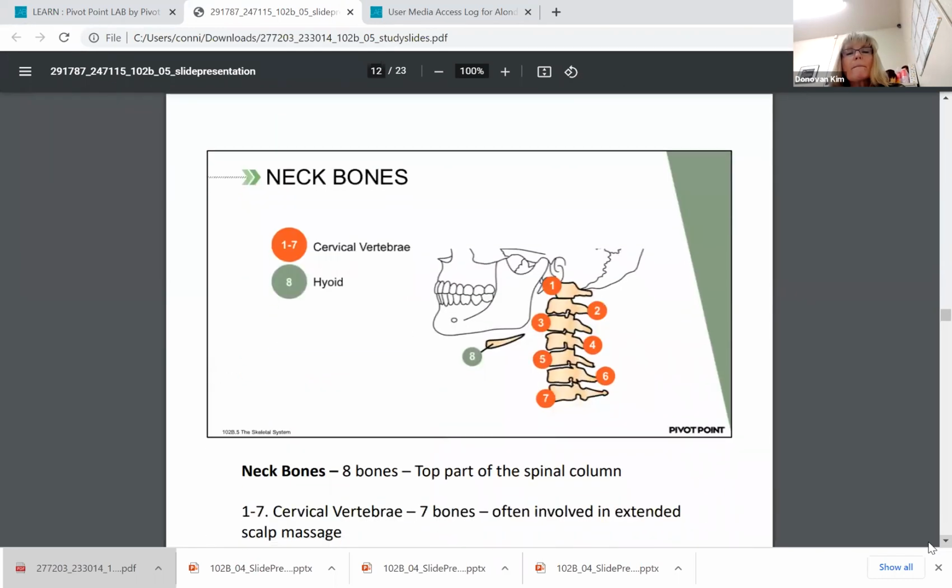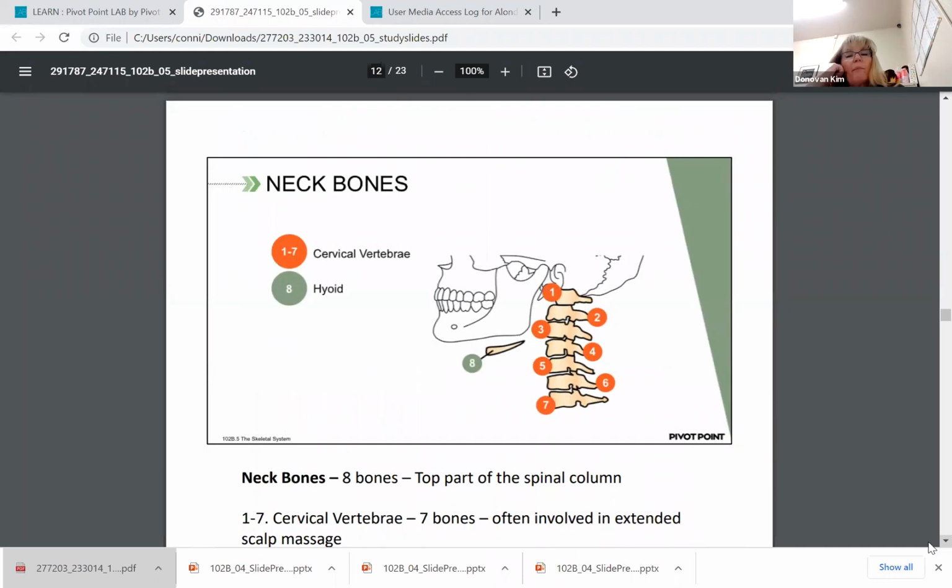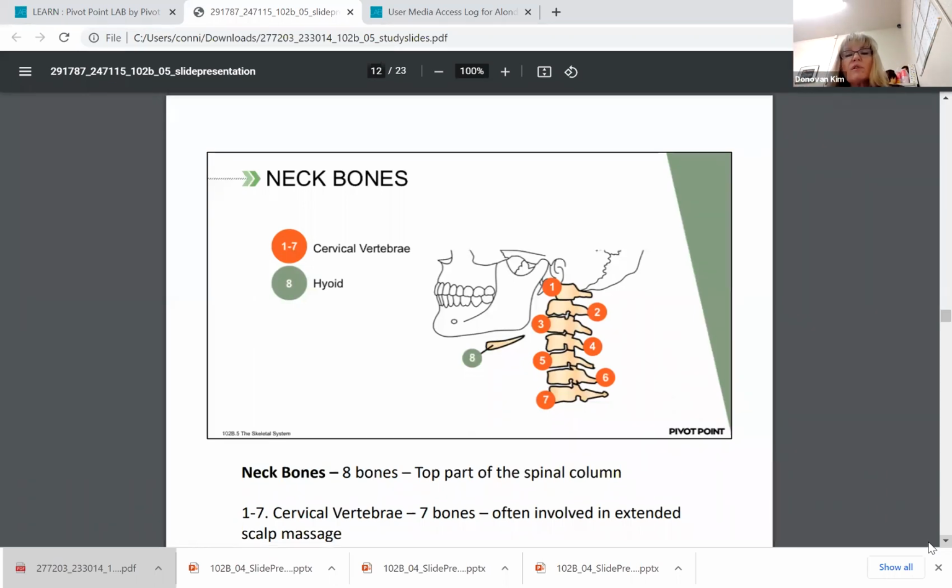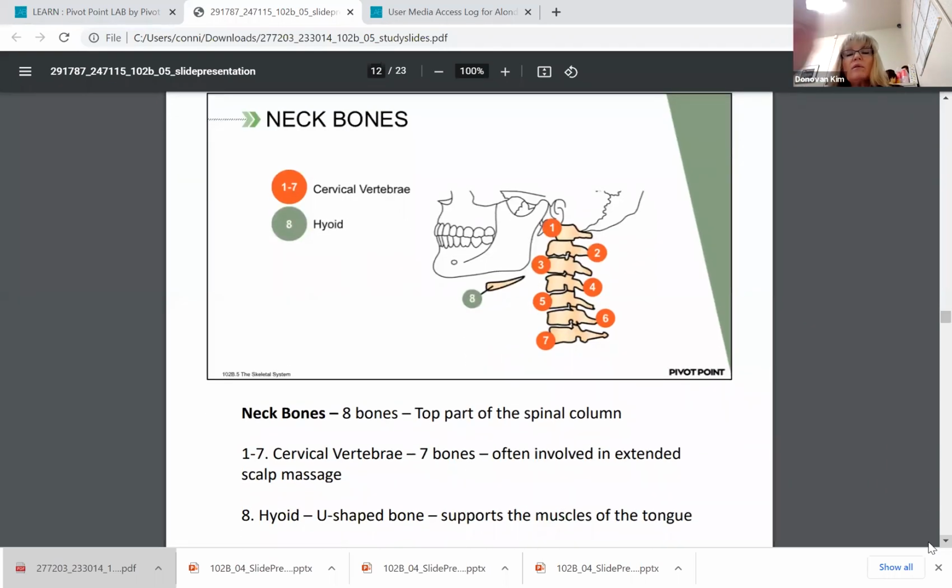Then we go down to your neck bones. You have 8 bones in your neck, right? 7 bones. They often get involved when you drape. If you're doing a neck massage, if you're using one of those little handheld vibrating massagers that barbers use a lot, you're going to be coming into contact with those bones. Okay, you have 7 cervical vertebrae. Okay, that's what you need to know.